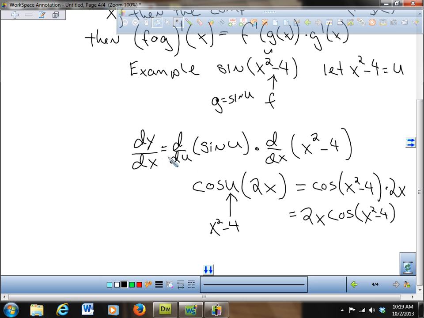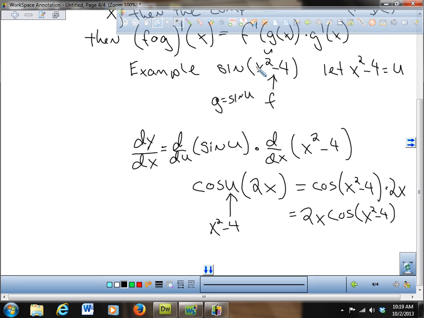So basically what I did with a lot of complicated u's and du's and dx's, I took this thing left alone, times the derivative of this thing left alone. So it's like cosine of x squared minus 4 times the derivative of x squared minus 4. You get that? Okay, so I'm not just going to say we're done, because we've got to do a couple more examples.